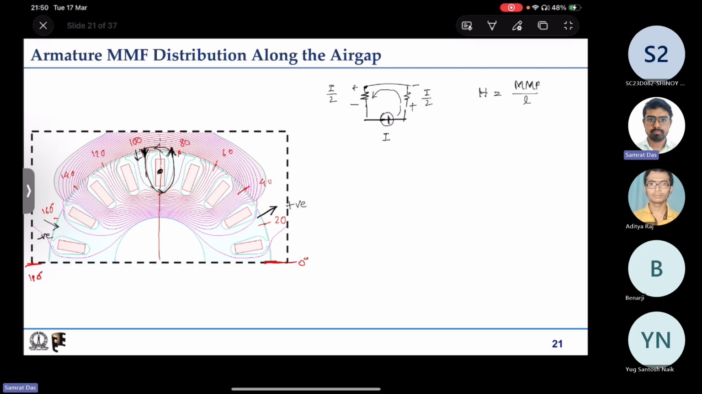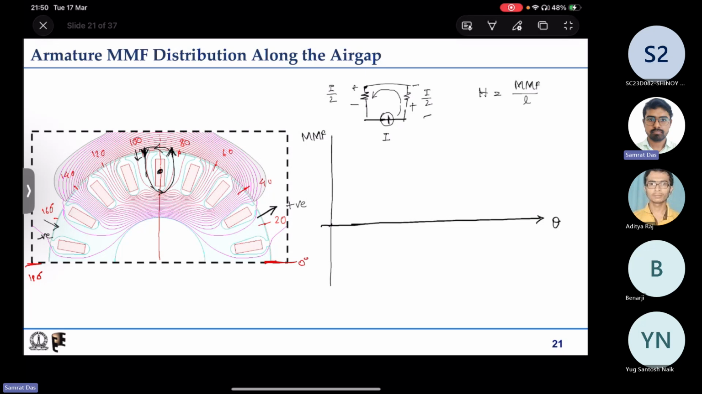So if I try to plot, this is the horizontal axis, this is theta, and this is the vertical axis. It can be MMF or it can be H also. So for now let us plot MMF. Now you understand what I mean by signs, positive and negative MMF, when I mention plus I by 2 or minus I by 2. That is related to the direction of the flux line and our convention taken.